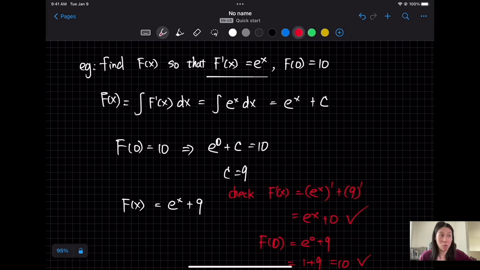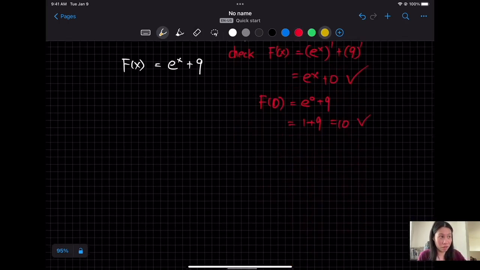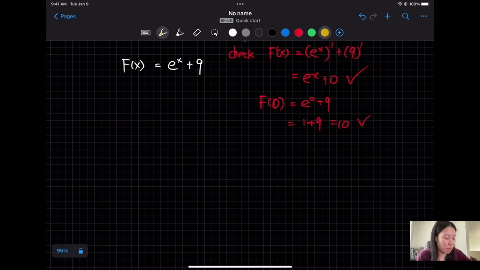So that means this is what we want. So let's recall the fundamental theorem of calculus. The fundamental theorem of calculus says the integral from a to b of f prime of x dx is going to equal the original function, f of b minus f of a. Now let's use this to try to evaluate an integral.